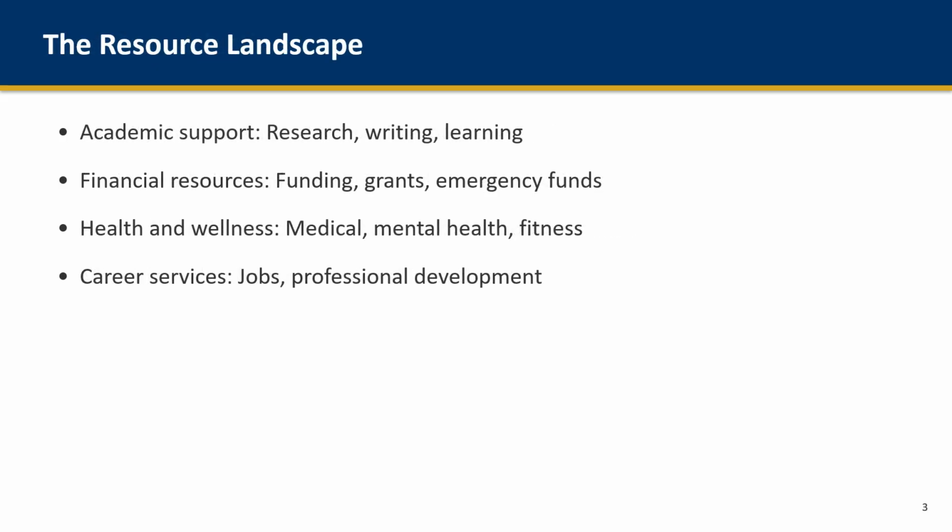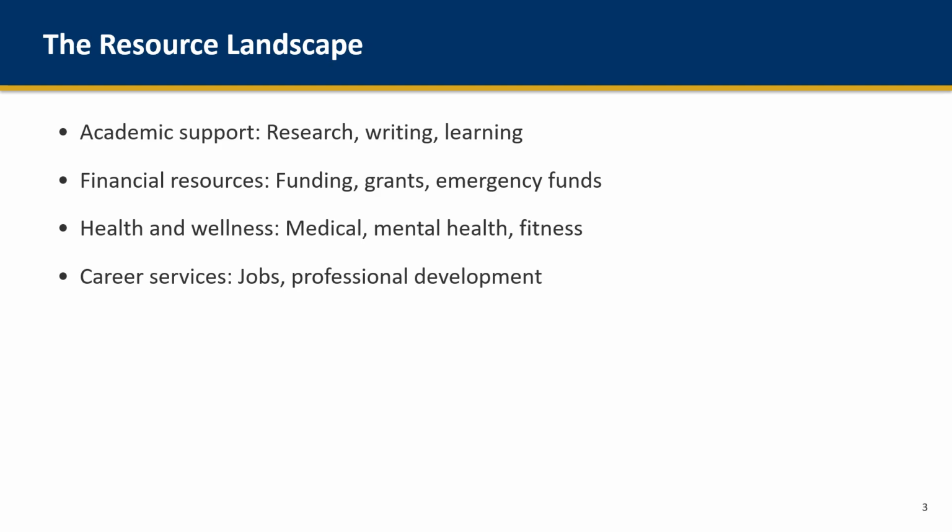Universities provide resources across multiple categories. Understanding this landscape helps you know where to look for different types of support. Academic support resources help with research, writing, and learning. These include libraries with research services, writing centers with consultation, tutoring programs, and academic skills workshops. These resources directly support your scholarly work and skill development. Financial resources extend beyond your stipend or funding package. Internal grant programs, travel funding, emergency assistance, and other financial support may be available. Many students do not realize these funds exist until they need them, if then.